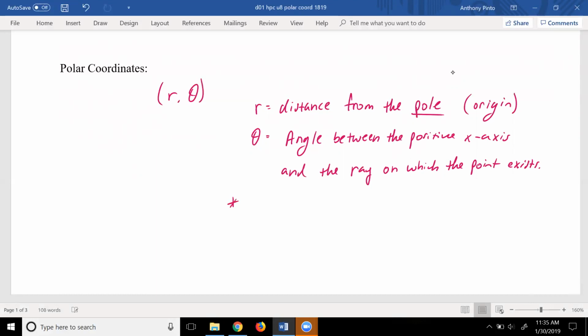And one thing to take note of, theta is positive counterclockwise. I should say, when it's positive, we move counterclockwise, right? So same as we've always done. And when theta is negative, we move clockwise.